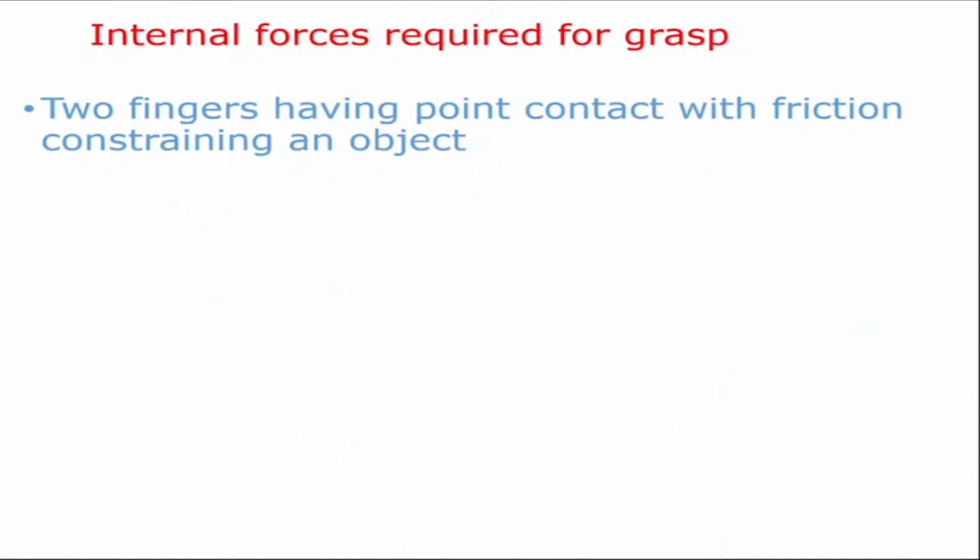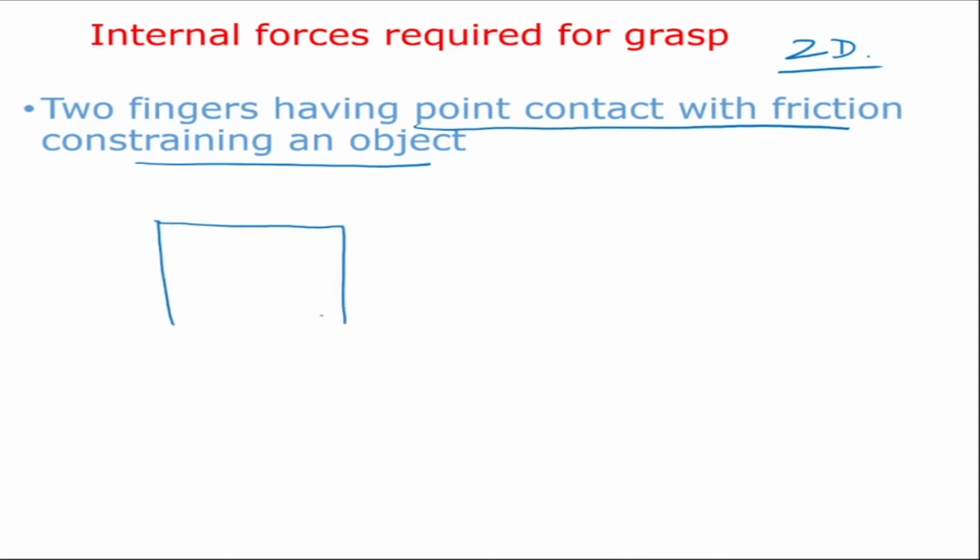Now, in order to understand the concept of internal forces, let us look at a two-finger grasp having point contact with friction, constraining an object. This is in 2D, just to understand the concept of internal force. So we have an object here. I have two fingers with friction. So there is a force here, a force here. These are two fingers having point contact with friction, constraining an object.